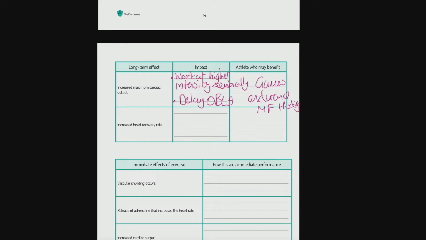What about increased heart recovery rate? Well, really what this means is that the pace of recovery, we recover faster, pace of recovery, that is going to get faster. And of course, what's recovering here? The thing that's recovering are the anaerobic systems.